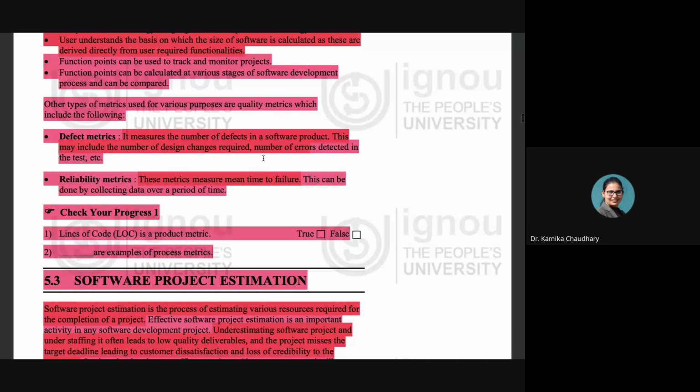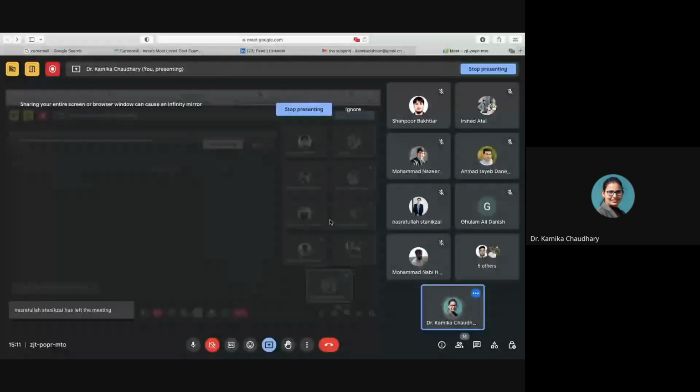So this completes our matrix part. How many types of matrices are there? Four. Let us just revise it first. What is the name of the first two types of matrices? Product metrics and process metrics. Yes. The first two types of the matrices are the product matrices and the process matrix.